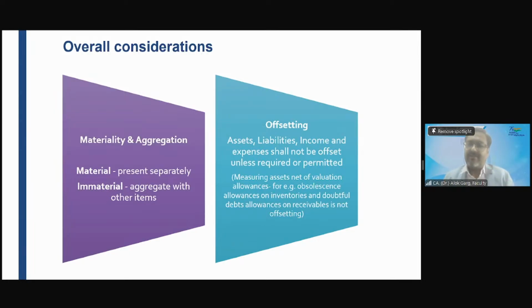Ind AS 37. What is the title of Ind AS 37? Provisions, contingent liability, and contingent asset. Right? Provisions, contingent liability, and contingent asset. Right, Monica? So this is the title of Ind AS 37. You know what it says? It says that, for example, you are a dealer of iPhone, Apple. So iPhone is giving a guarantee to the customer for 1 year, let's say.